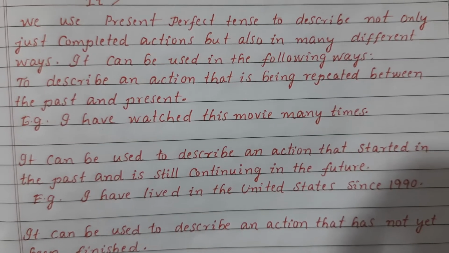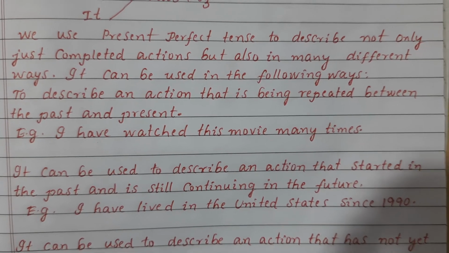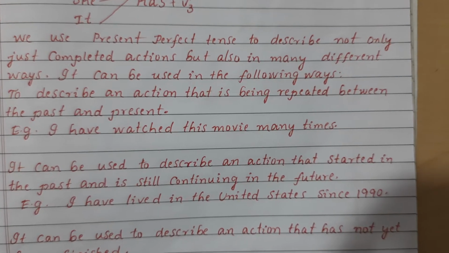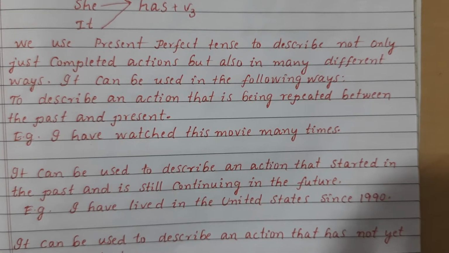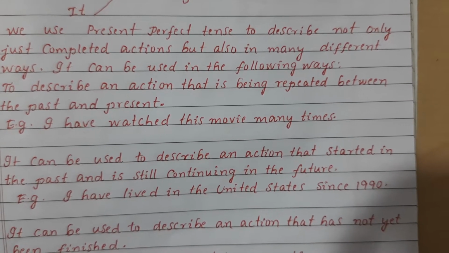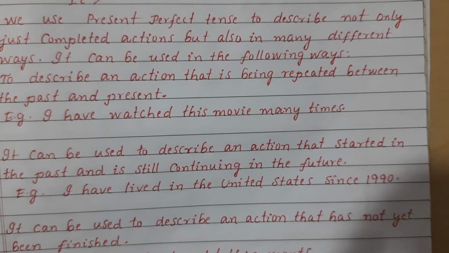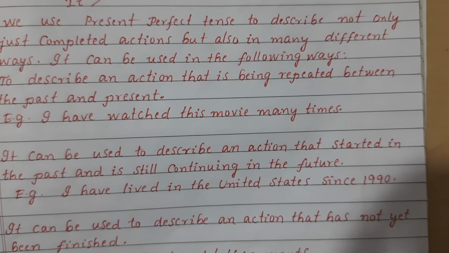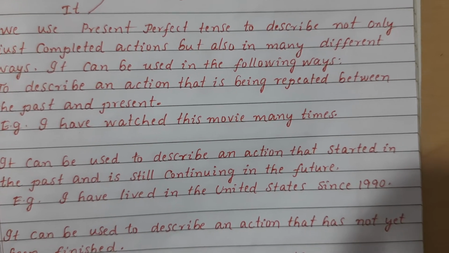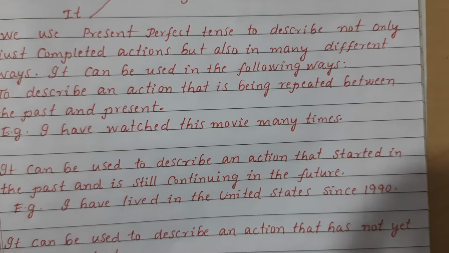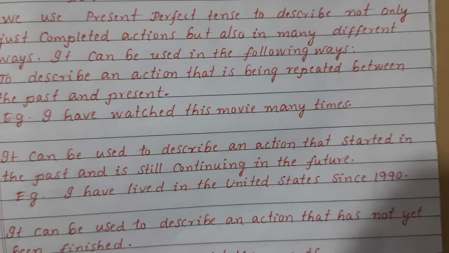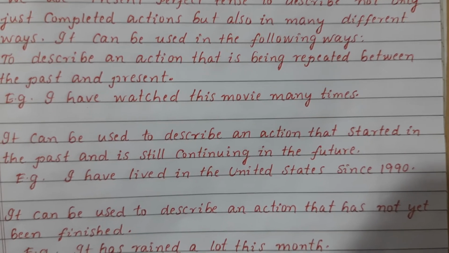Next, it can be used to describe an action that started in the past and is still continuing in the future. I have lived in the United States since 1990. In 1990, you were in the United States. Still, you are there. So we can use present perfect tense. I have lived in the United States since 1990. The action is not completed, you are still there.